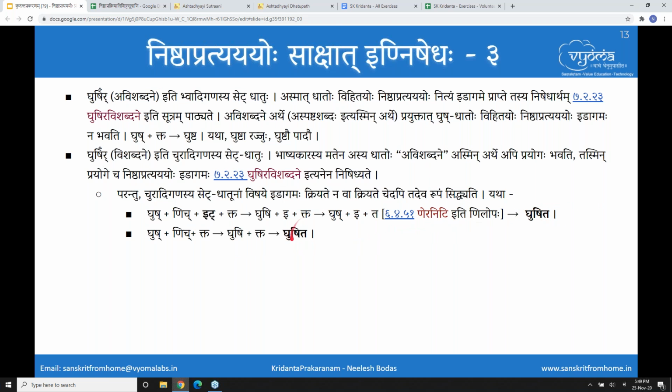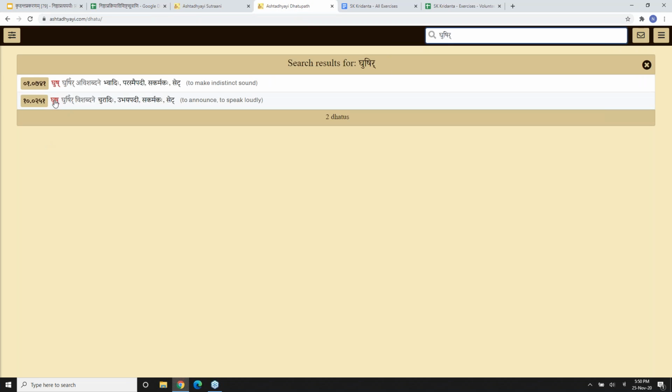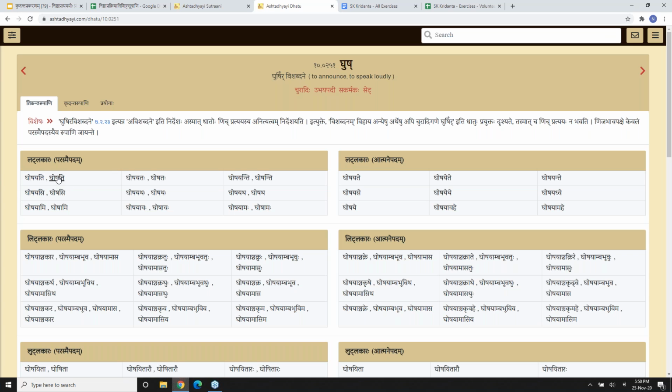But if Bhashyakara would have agreed to these same forms, then there was no reason to distinguish avishabdane ghushir from vishabdane ghushir and say that avishabdane ghushir does not get an idagama and vishabdane ghushir gets an idagama. The reason he distinguishes between the two is because he wants to say that the final forms differ. The only way that the final forms can actually differ is when the णिच् is not present, and therefore the million-dollar conclusion that can be generated out of all this logical circus is that घुषिर विशब्दने इति चुरादिगणस्य धातोः णिच् प्रत्ययः विकल्पेन भवति. If you go to the dhatu pattern, if you go to the 10th gana dhatu ghushir avishabdane, you can actually see forms with nich and forms without nich.